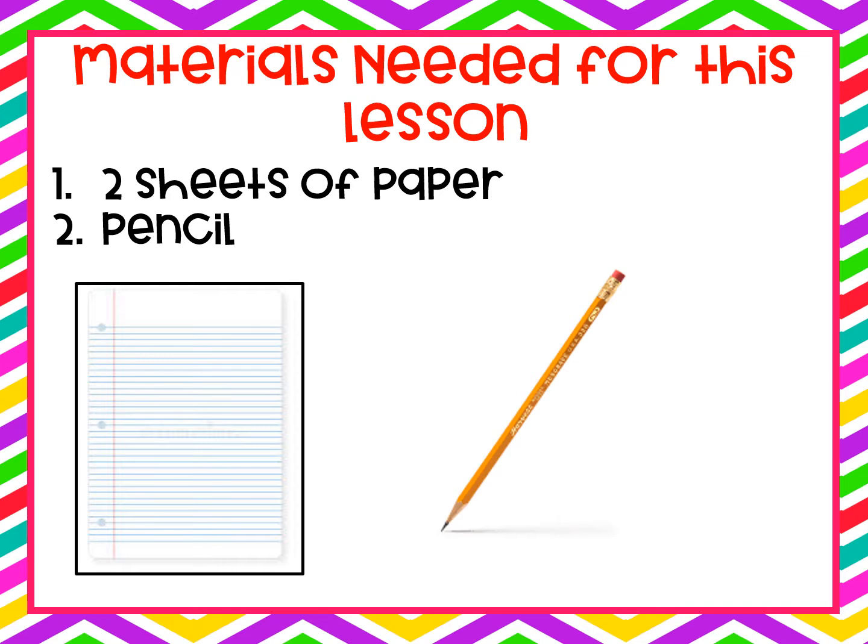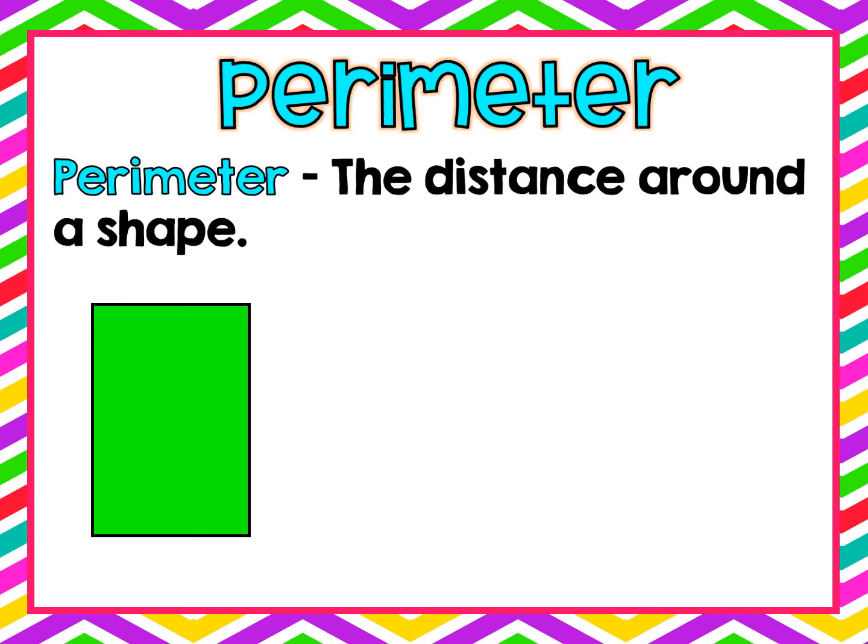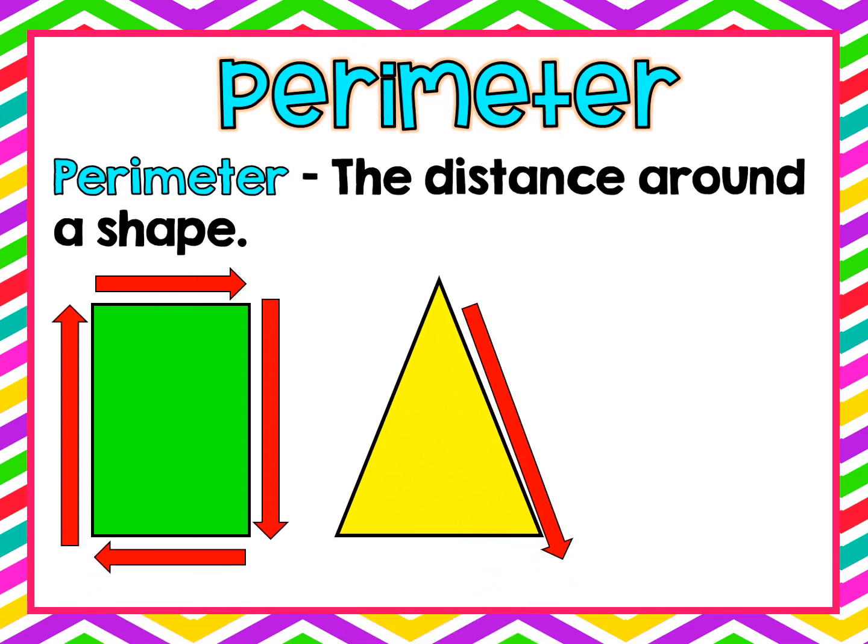Materials needed for this lesson. For this lesson you will need 2 sheets of paper and a pencil. Perimeter. Perimeter is the distance around a shape. We use perimeter when we are measuring the outside of a certain space.